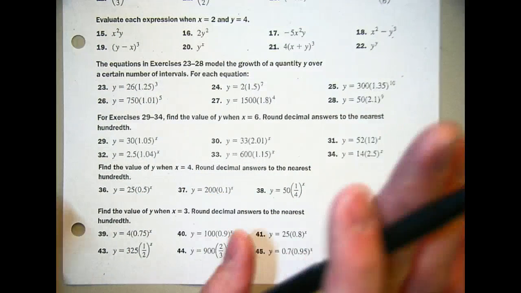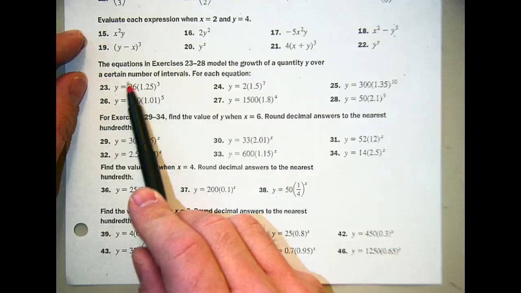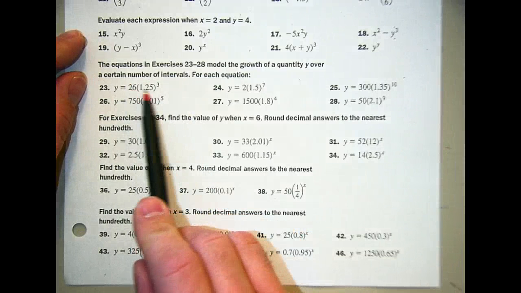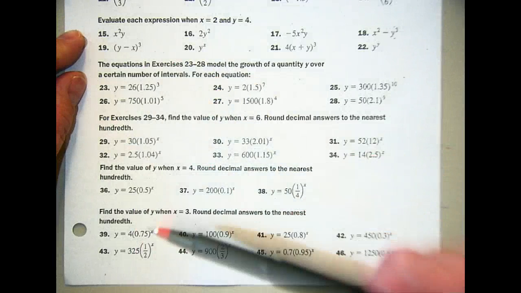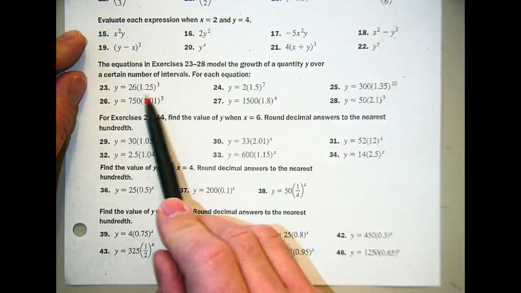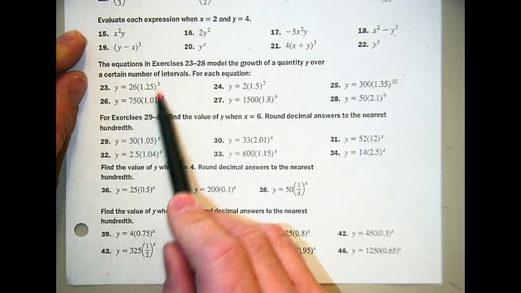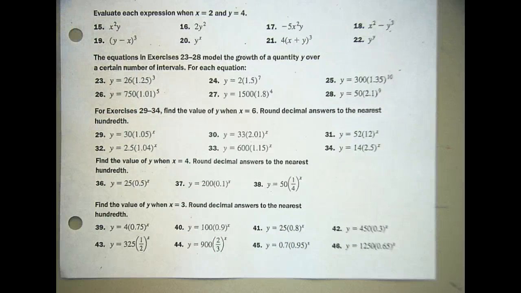So the big key right here is that students don't follow the order of operations. A lot of students will go 26 times 1.25, to the third. And order of operations says parentheses, then exponents. So we actually do 1.25 to the third times 26. Make sure you do that power first and then multiply by 26. Good question. Other questions on those? Sounds like most of us didn't do them because of the goofy instructions. How about 29 through 34?